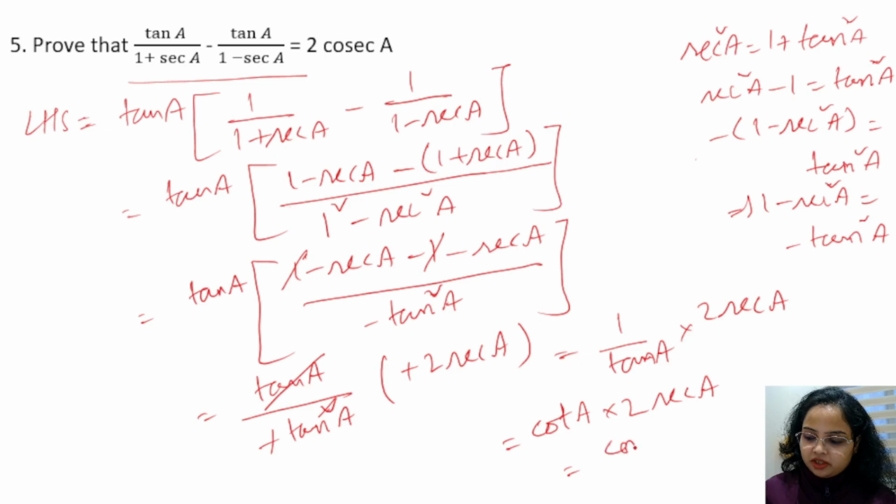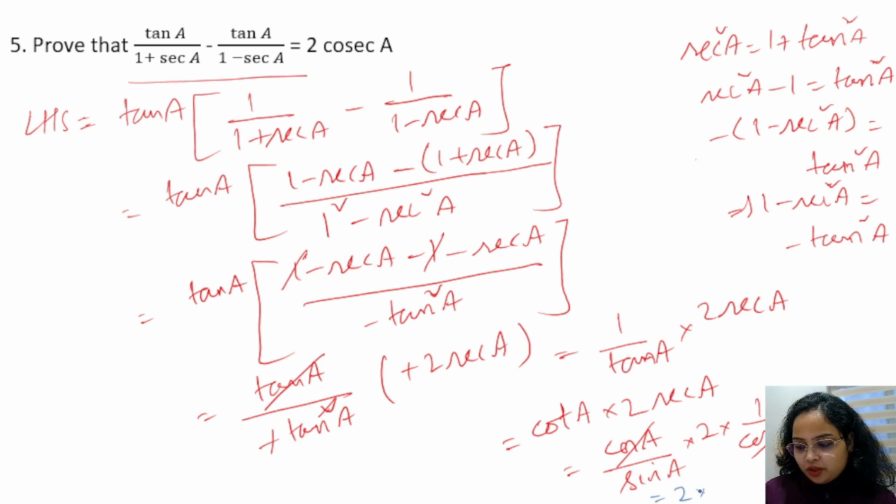Cot a is what? It is cos a divided by sin a into 2 secant a. Secant a is inverse of cos a. Cos a and cos a will be cancelled. We'll get here 2 by sin a. It is 2 into inverse of sin a. It is cosecant a. 2 cosecant a. This is what we have in right hand side.